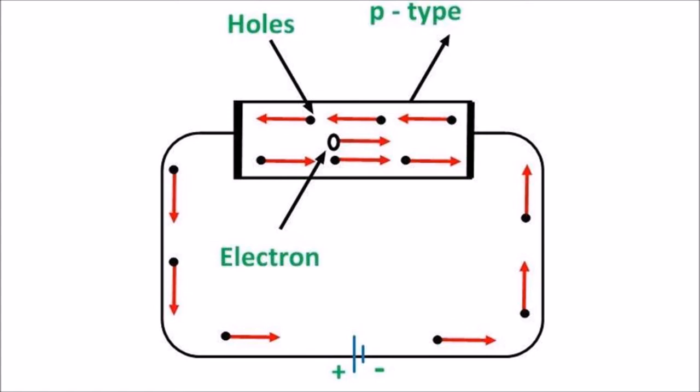When an external supply of voltage is given to the p-type semiconductor, the majority carriers present in the valence band tend to move towards the negative terminal of the supply, and the minority carriers, that are the electrons present in the conduction band, move towards the positive terminal.